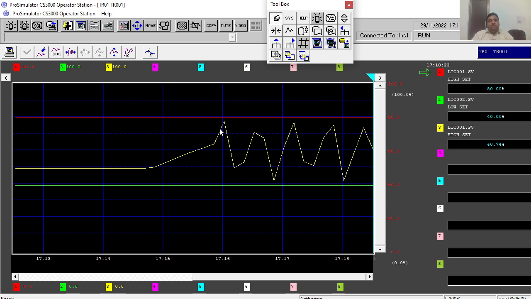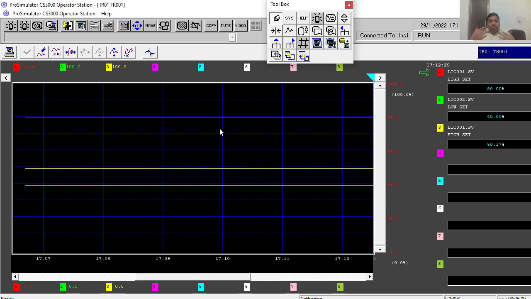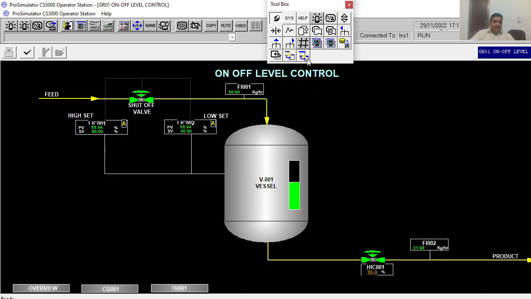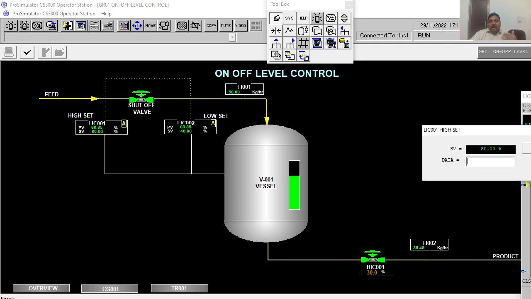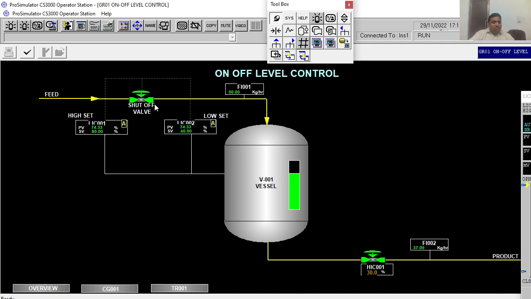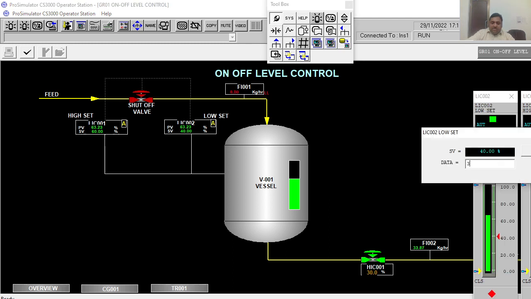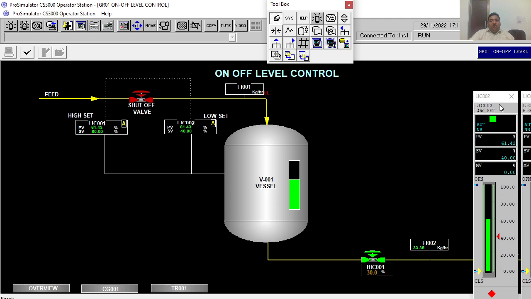This is the beauty of the software, to see the things, and you can play with the things in many different ways. For example, if I have this set point, now I can change this high set and low set. See, now it is between 80 and 40. I can now change to 60 and 30. High set is 60 now, and low set point is 30 now. Now what happens? Let us see in the trend window what is happening.